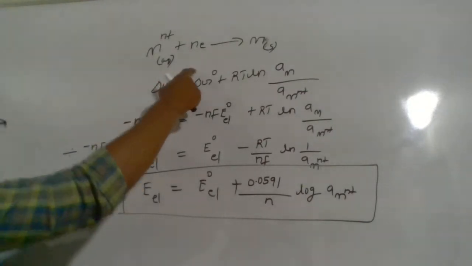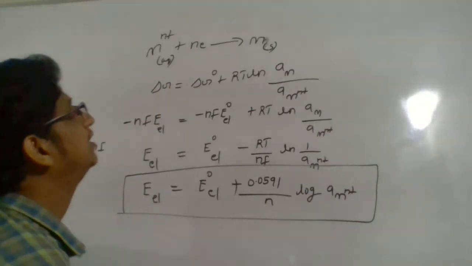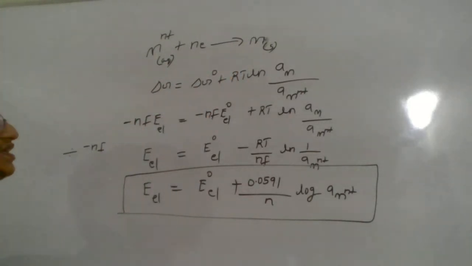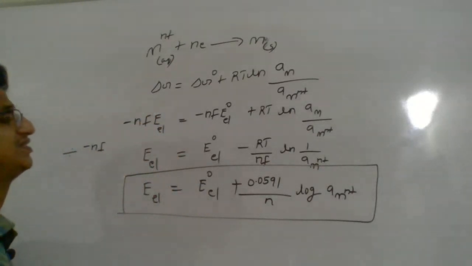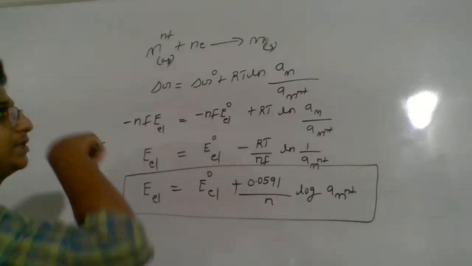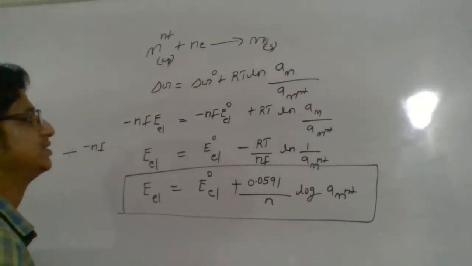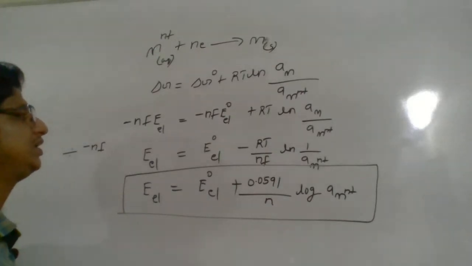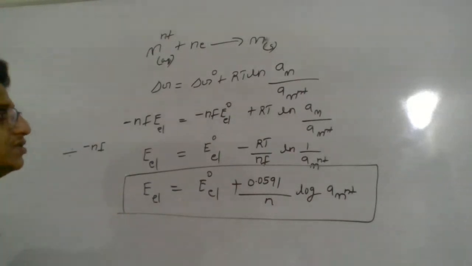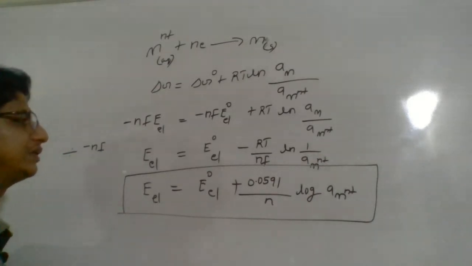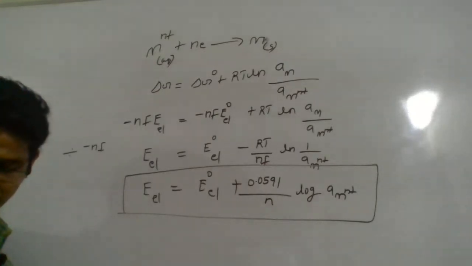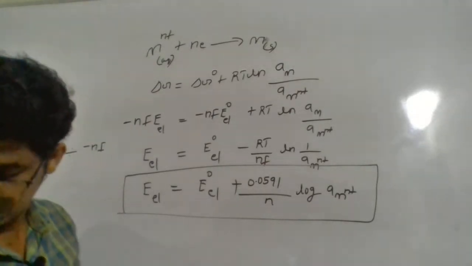Here we are talking about one electrode reaction, and that is the only difference. Let us represent a reduction reaction like this: M^n+ plus n electrons gives M. We substitute into the van 't Hoff reaction isotherm, delta G equals delta G0 plus RT ln of a_M by a_Mn+. Now substitute the value of delta G: minus nFE electrode equals minus nFE0 electrode plus RT ln a_M by a_Mn+. You can simplify it and have this equation.